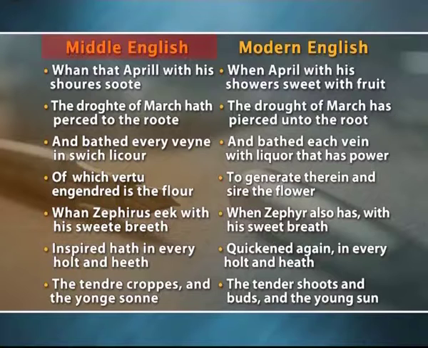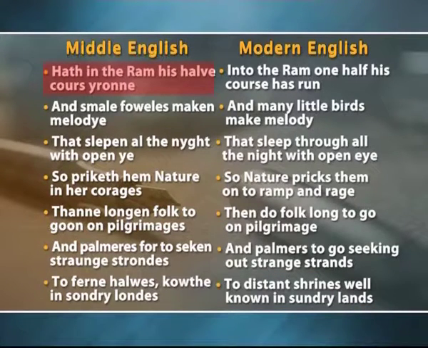For example, Middle English to Modern English: When April with his showers sweet with fruit the drought of March has pierced unto the root, and bathed every vein in such liquor, with power to generate therein and sire the flower. When Zephyrus also with his sweet breath has inspired in every holt and heath the tender crops and the young sun, has in the Ram his half course run, and small fowls make melody, and many little birds make melody that sleep all the night with open eye.